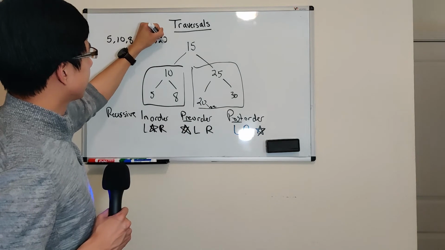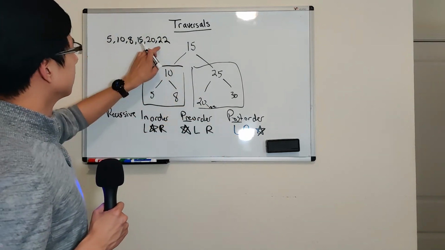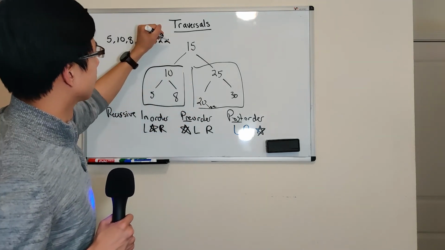There we go. So, you can have no left or you can have no right, and this still should work perfectly fine. So 22, and then now this is done. So now I can write down 25.